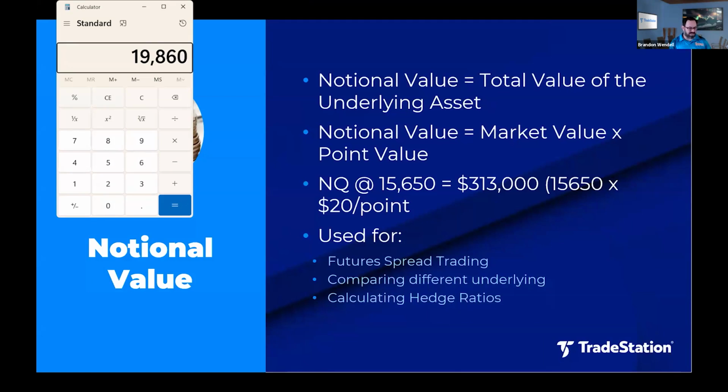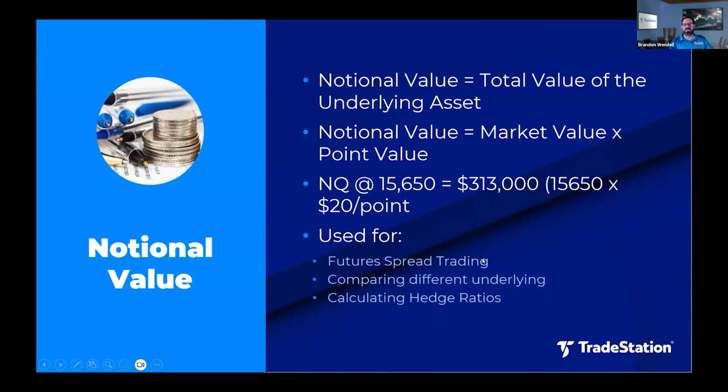19,860. That's the market value times $20. That contract is worth a little under $400,000 right now. That is what we call the notional value, or the actual value of the contract. That's literally how much that contract is worth.